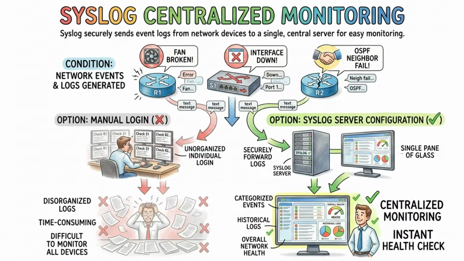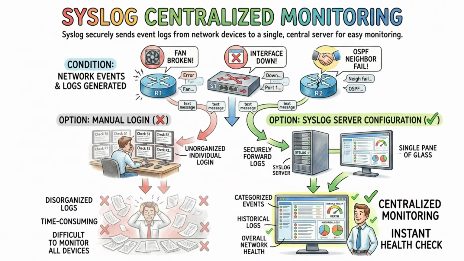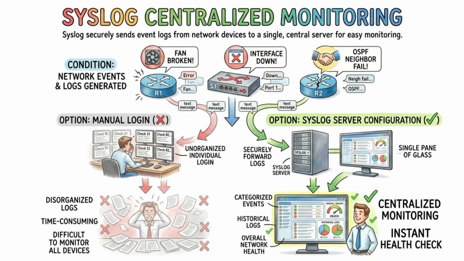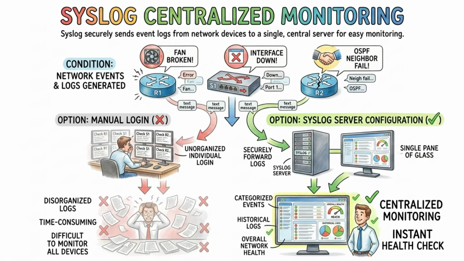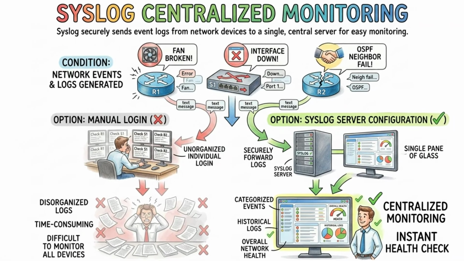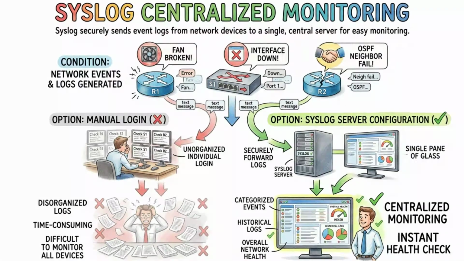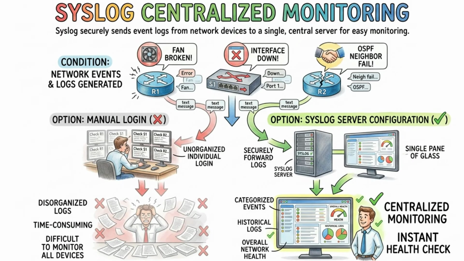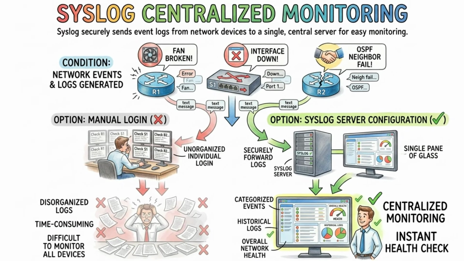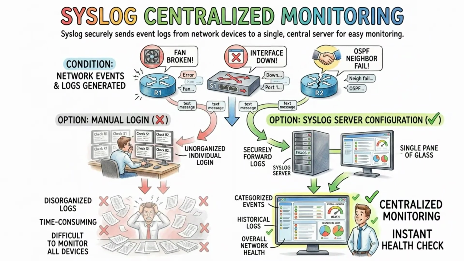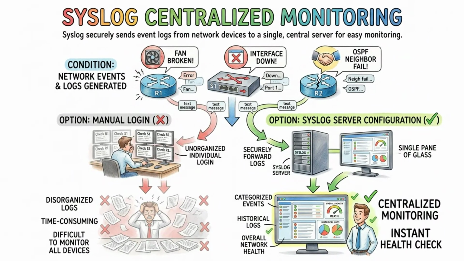To properly manage all of these active protocols and hardware devices, administrators need a centralized way to monitor the overall health of the network using Syslog. Every time a router interface goes down, an OSPF neighbor relationship fails, or a cooling fan breaks inside a switch, the device generates a short text message explaining the exact event. Instead of forcing you to manually log into 50 different switches individually to read these messages, you can configure them to securely forward all their logs to a central Syslog server. This creates a highly organized, single pane of glass where you can instantly monitor the historical health of your entire infrastructure.